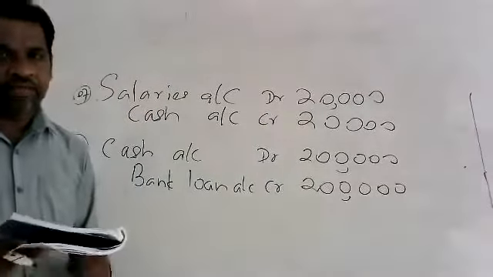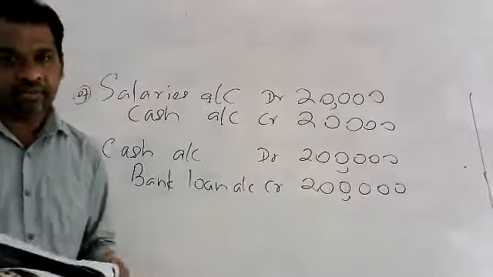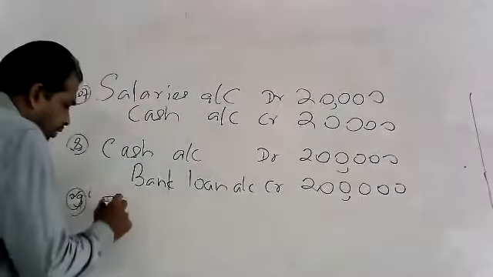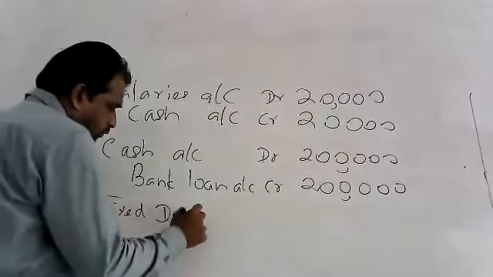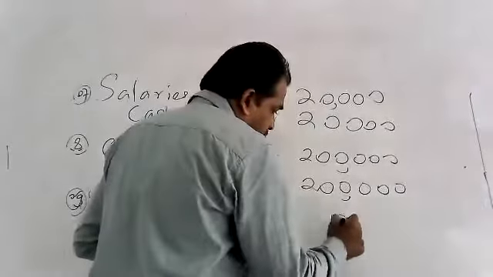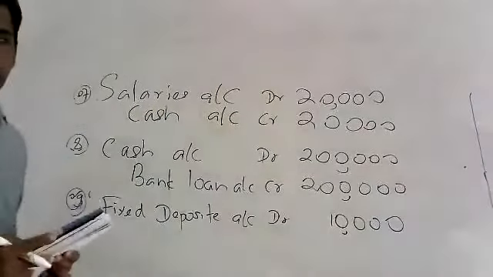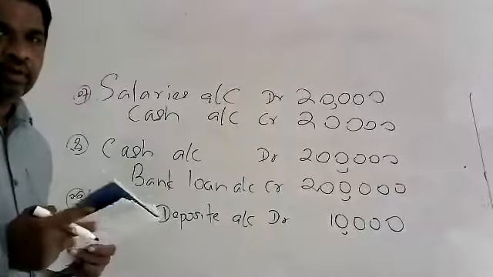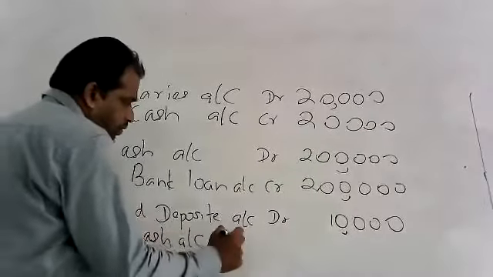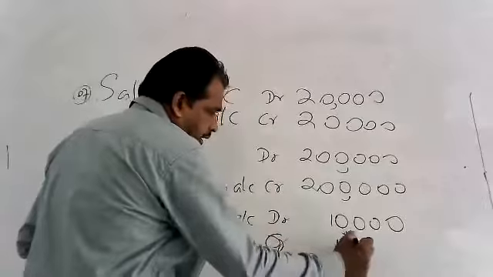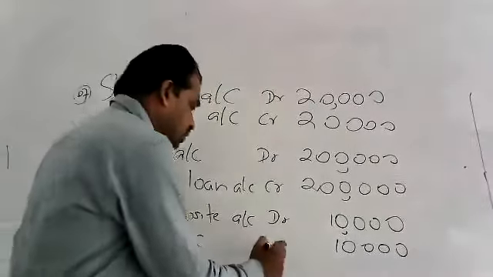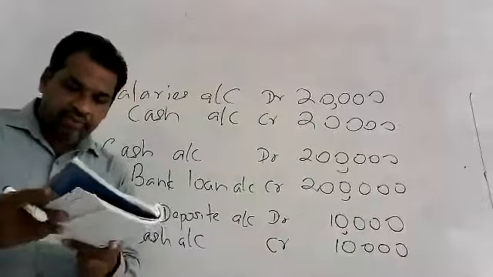And as they have opened a fixed deposit account, it comes under asset. It's an asset for the business. Therefore, asset increases, debit. So we can debit fixed deposit account 10,000 rupees. And as money goes out of the business, cash asset decreases. So we can credit cash account another 10,000 rupees. Right. So that is the answer for transaction number 9.